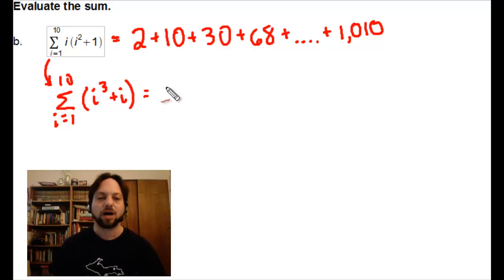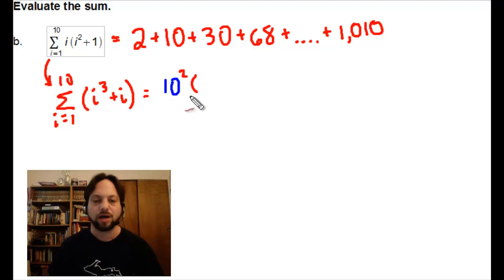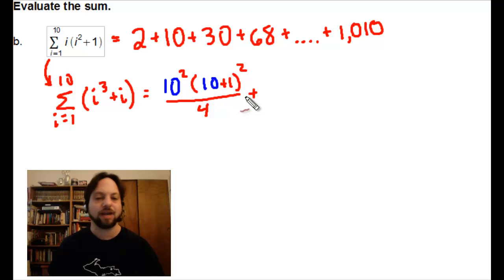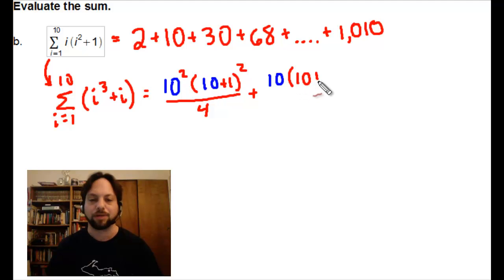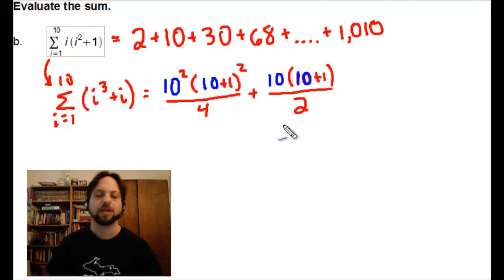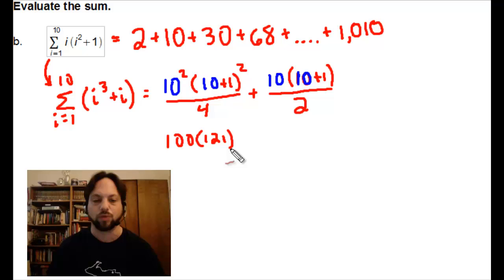So if I do this, well, i cubed, if I stick 10 in there, is going to give me 10 squared multiplied by 10 plus 1 squared, and that will be divided by 4. And then I'll need to add i. And of course, we've already talked about i. It is going to be 10 multiplied by 10 plus 1, and that's going to be all over 2. So if I go ahead and simplify this a bit, this is 100 times 121 divided by 4. This over here is going to be 10 times 11 divided by 2.